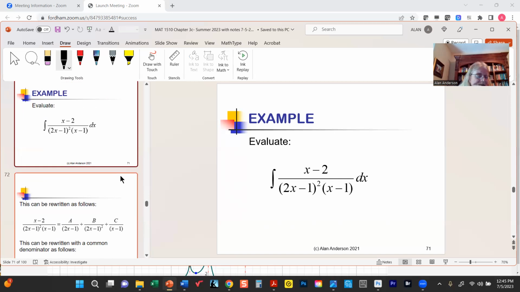Well, it turns out that because this factor, 2x minus 1, is squared, that introduces a wrinkle into our calculations. In other words, we're not going to end up with a over 2x minus 1 squared and b over x minus 1. We have to take into account the fact that one of these terms is squared. And so here's how we allow for this. In other words, here's the technique that we'll use.